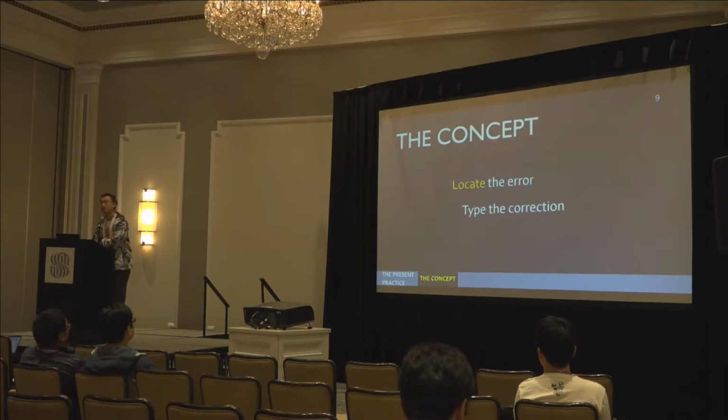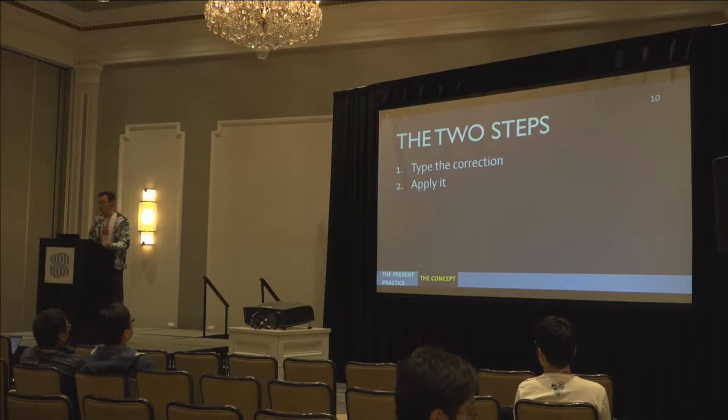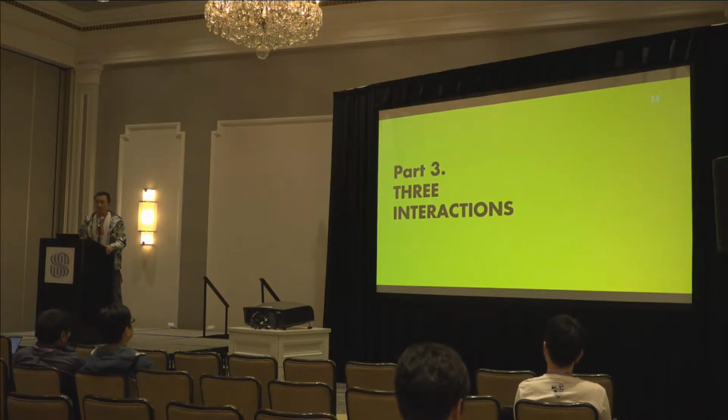So let's think about it. Now we locate the error and we type the correction. But what if we type the correction first and then we use some way to apply it to the error place? So this becomes 2 steps. You type the correction, you apply it. And this concept is called type then correct. To support this concept, we implemented 3 interactions, and I will tell you one by one.